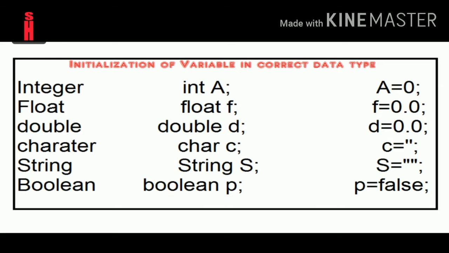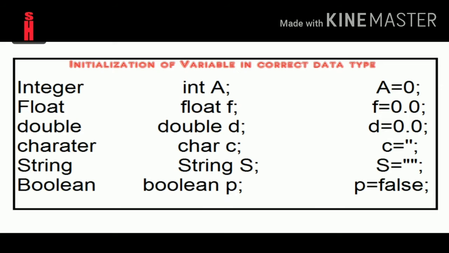Now moving toward the second data type, that is float. We have declared a variable of float data type, that is small f, so we have to declare it with a perfect value, or we can say the correct value, which is important for the program logic. So the default value of float is 0.0.